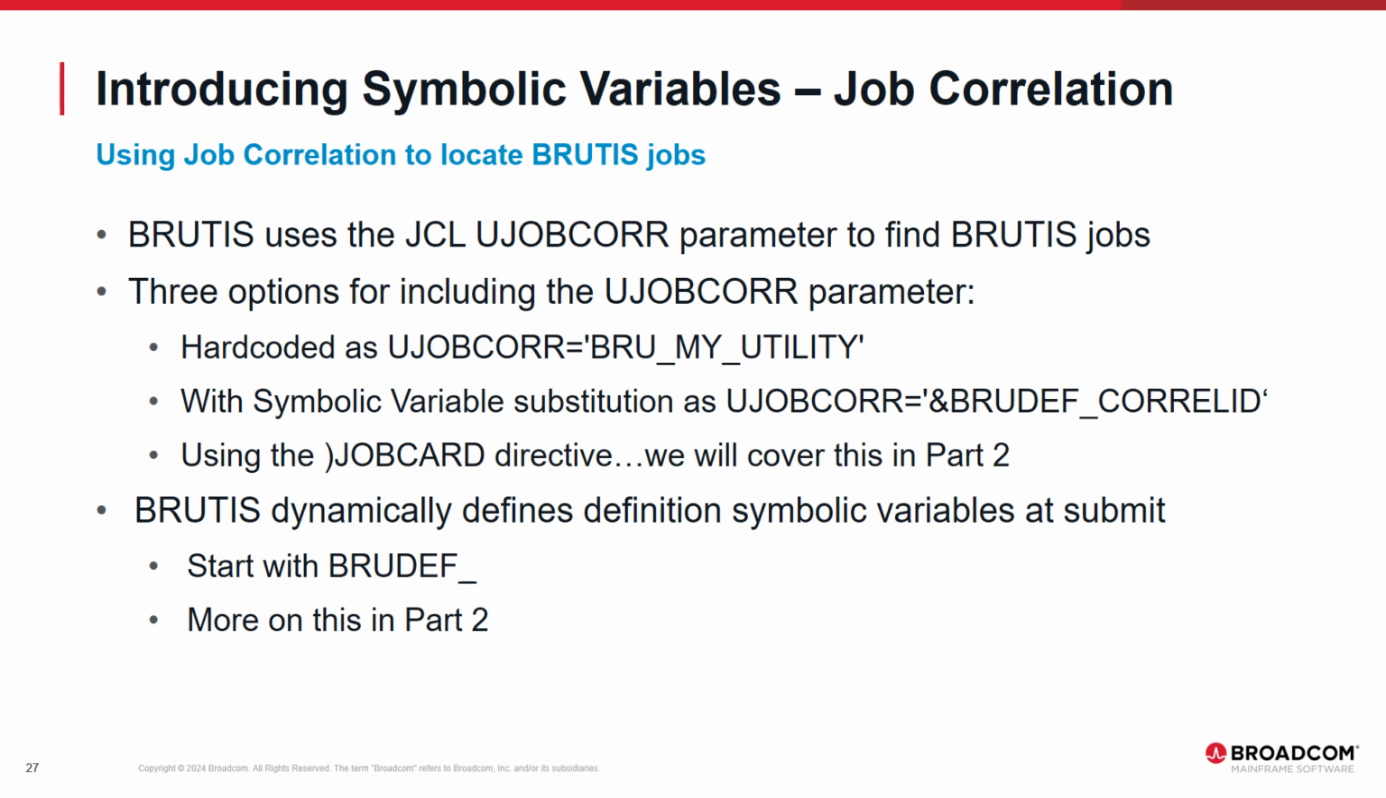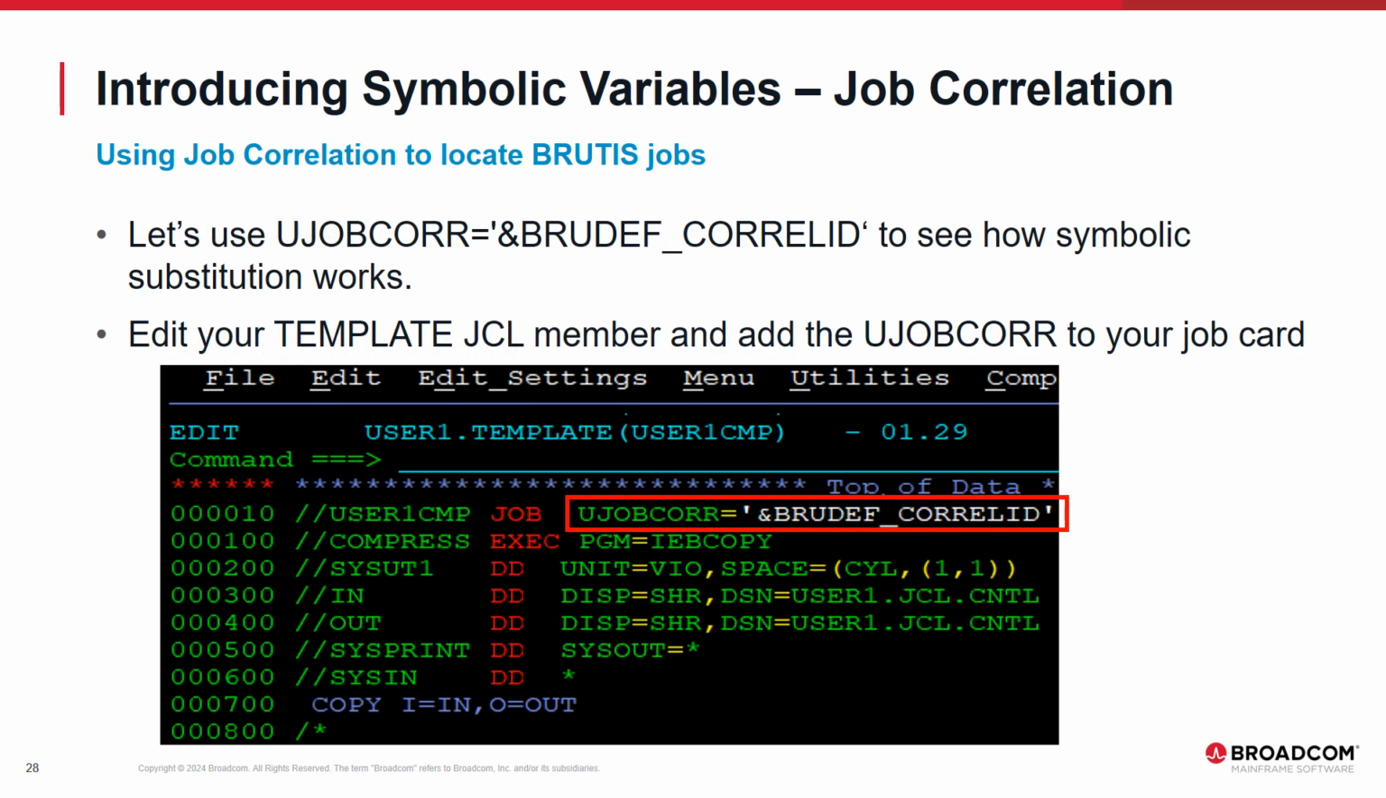There's a third way to define job correlation, as well as the entire job card, and that is using the job card directive, and we will cover this in the next video as well. Let's use the symbolic variable BRUDEF underscore correl ID. Edit your template JCL member and add the uJobCore parameter on the job card as you see here. You can pause the video now to add this parameter. Once you've saved the member, you can resume the video.